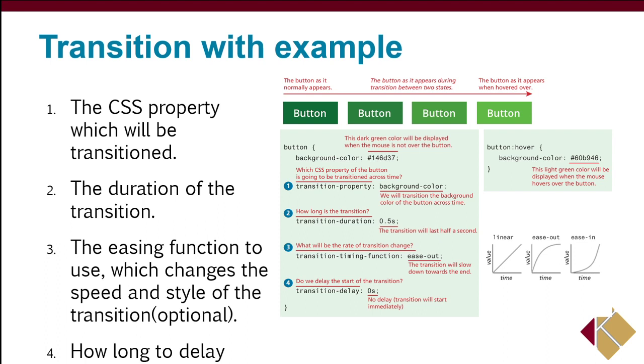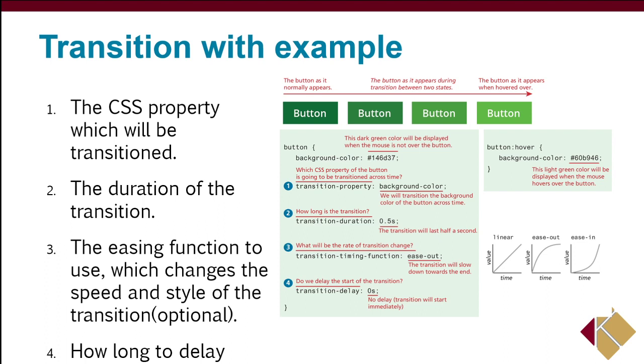Now notice that the transition is set in the main button, but does not do anything until it has a new value to transition to. That's why the button hover is set. Otherwise, if you have the other background color in it, it's just going to change color over and over, which is fine. So with transitions, remember we have the property that's being affected, so it's going to change background color.